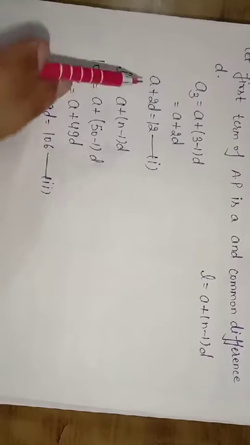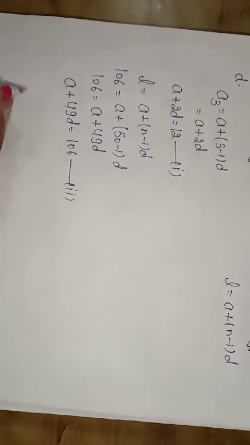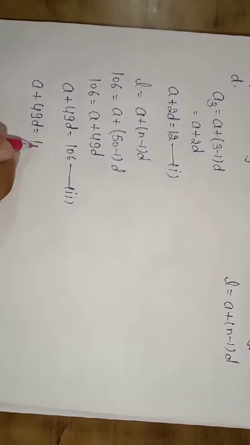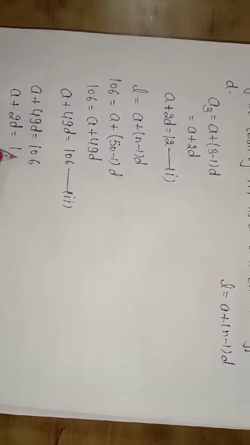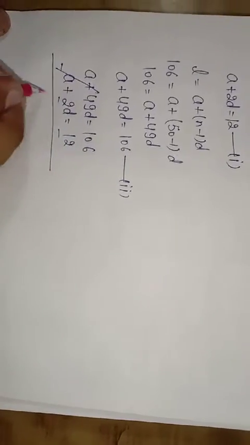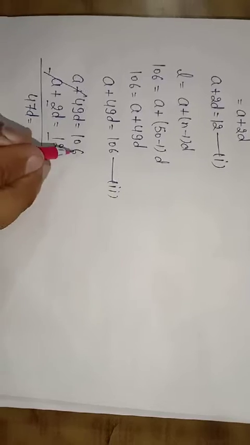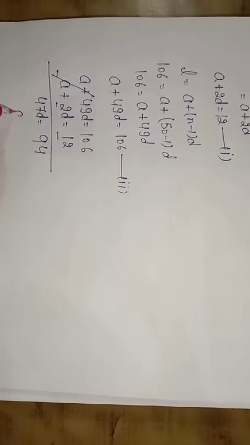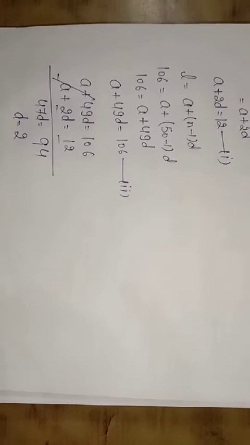Students, we solve equations 1 and 2 by the elimination method. So A plus 49D equals 106 and A plus 2D equals 12. Subtract these equations. A cancels out. 47D equals 94. So the value of D is 2. Students, the common difference of the AP is 2.